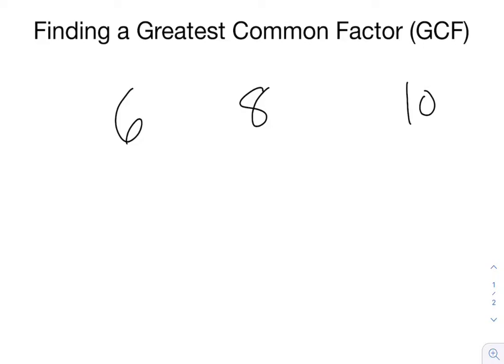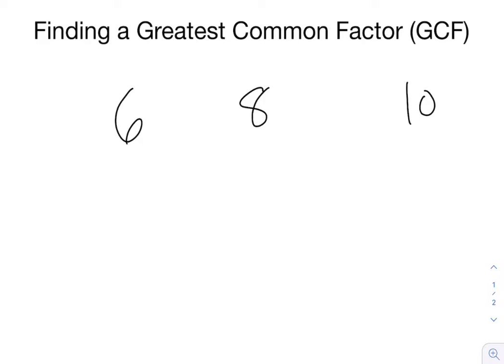If you have something like 6, 8, and 10, maybe you can see right away that it's 2. 6 can be divided by 2 to get 3, 8 can be divided by 2 to get 4, and 10 can be divided by 2 to get 5. Nothing else bigger than 2 is going to be able to divide them.